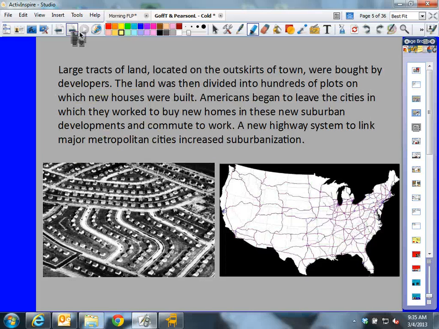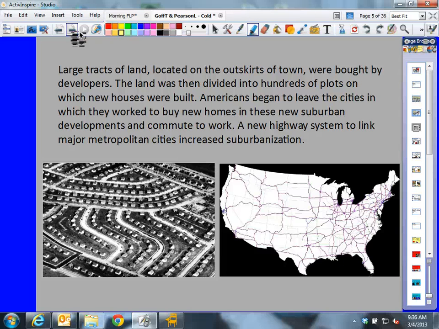Large tracts of land located on the outskirts of town were bought by developers. The land was then divided into hundreds of plots on which new houses were built. Americans began to leave the cities in which they worked to buy new homes in these new suburban developments and commute to work. A new highway system to link major metropolitan cities increased suburbanization.